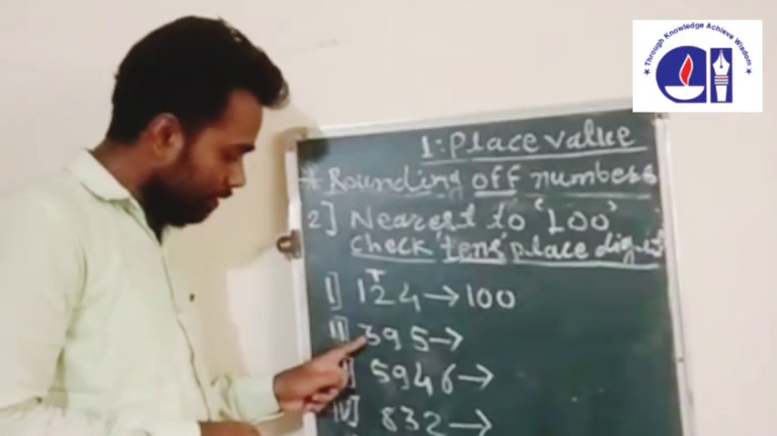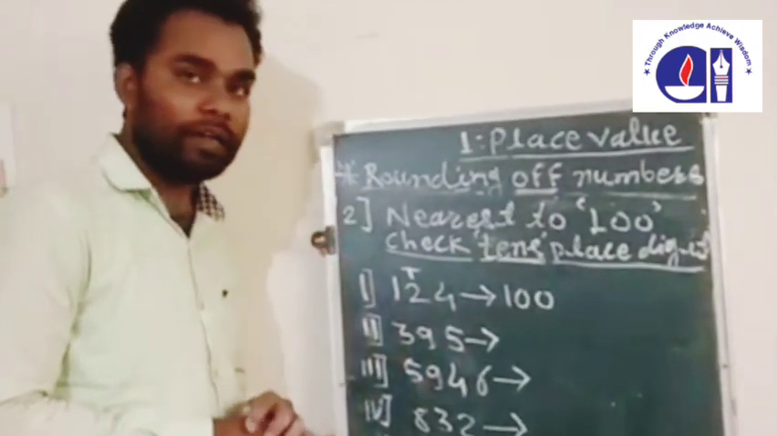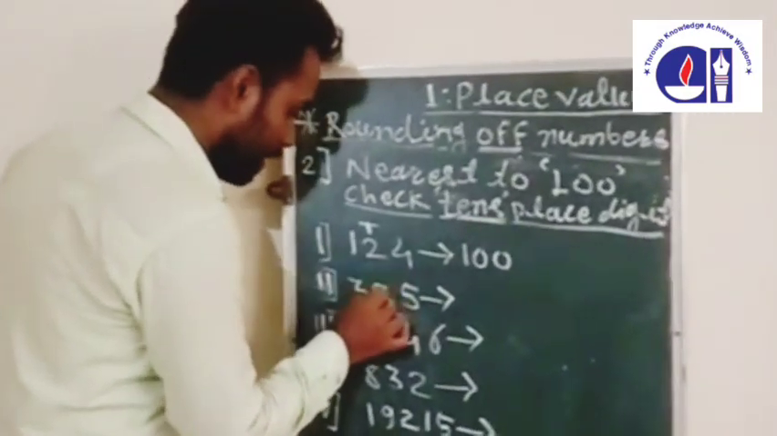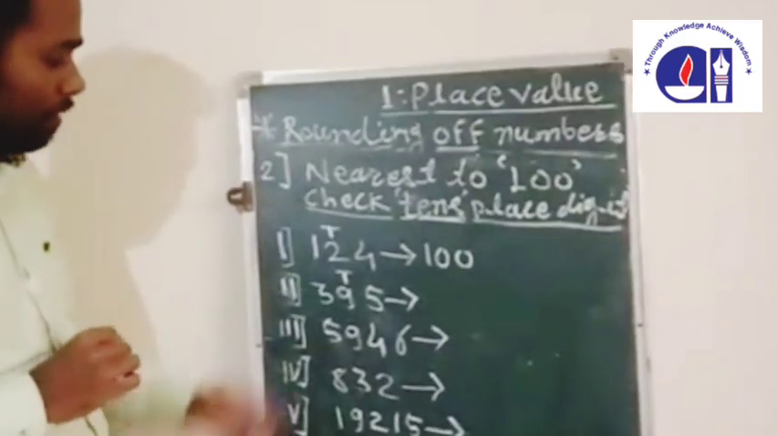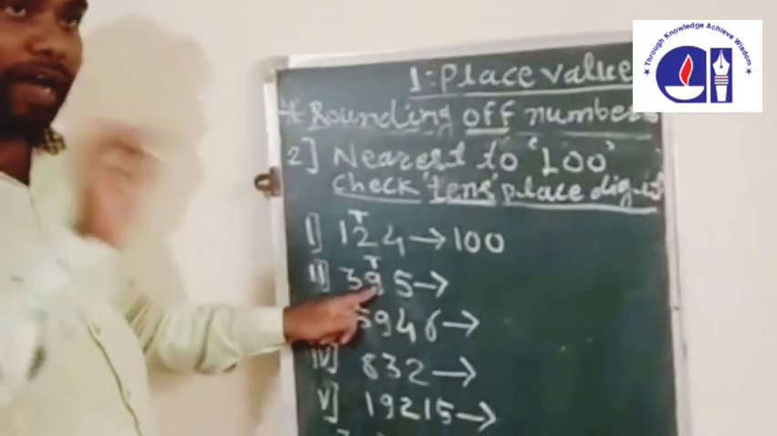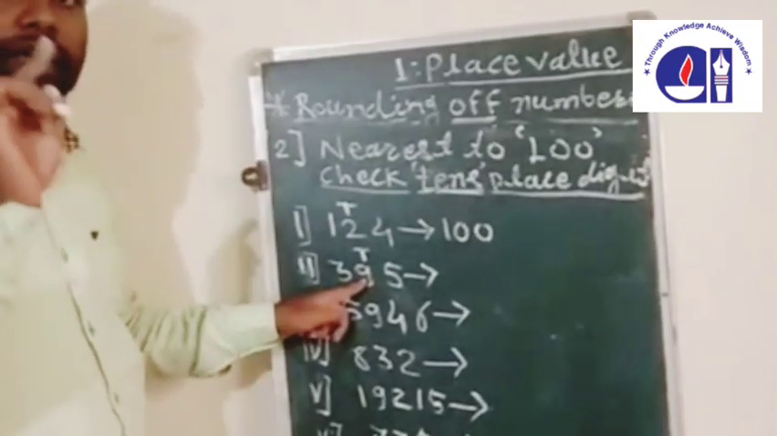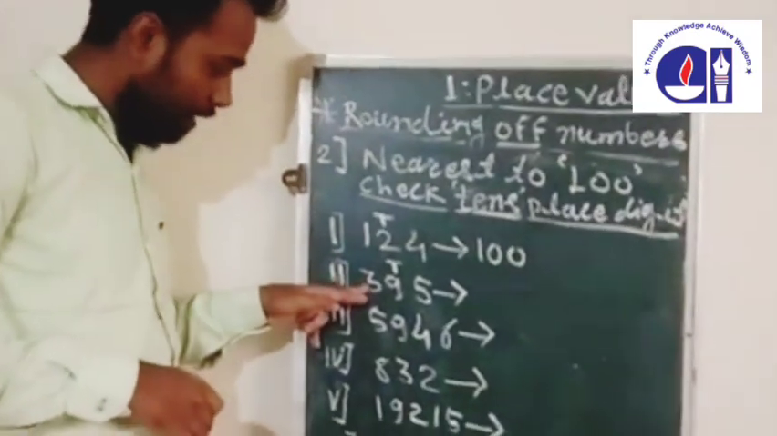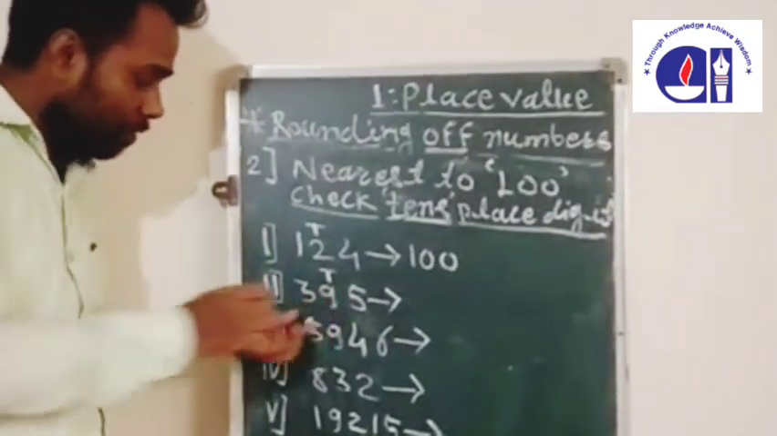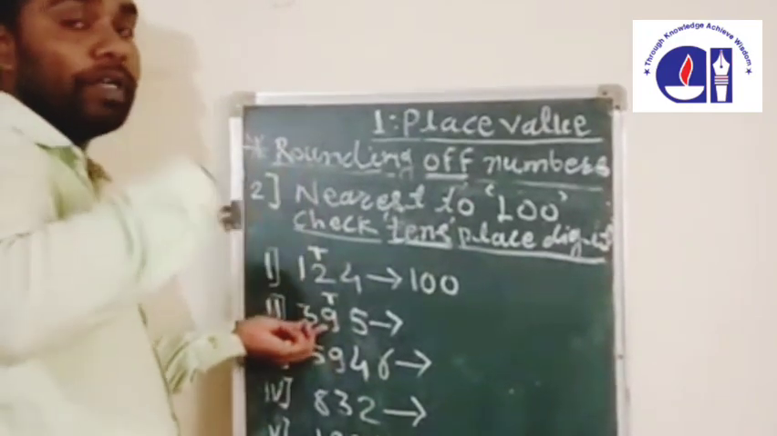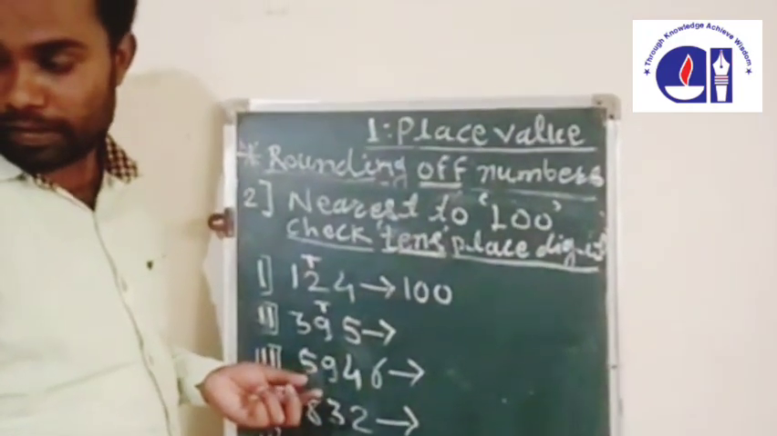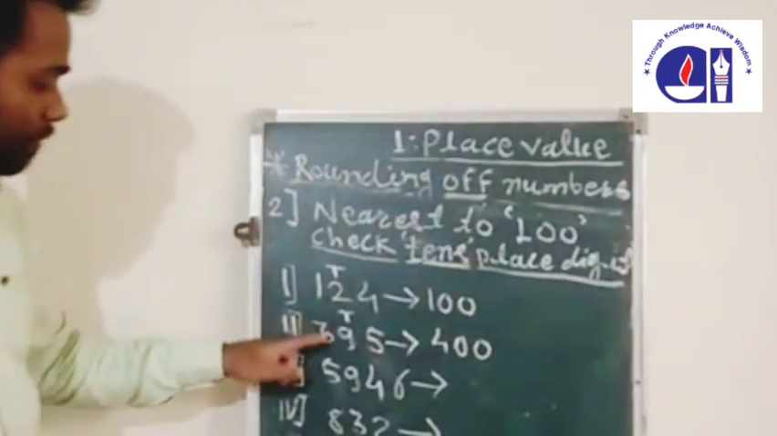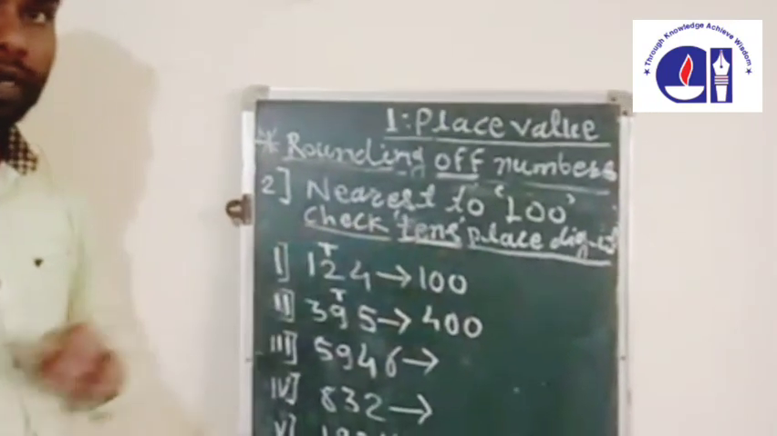Next, the given number is 395. In this example, the tens place digit is 9. If the tens place digit is 5, 6, 7, 8 or 9, we round to the next 100. The tens place digit of this number is 9, so we round to the next 100, that is 400. So this number 395 is nearest to 400.